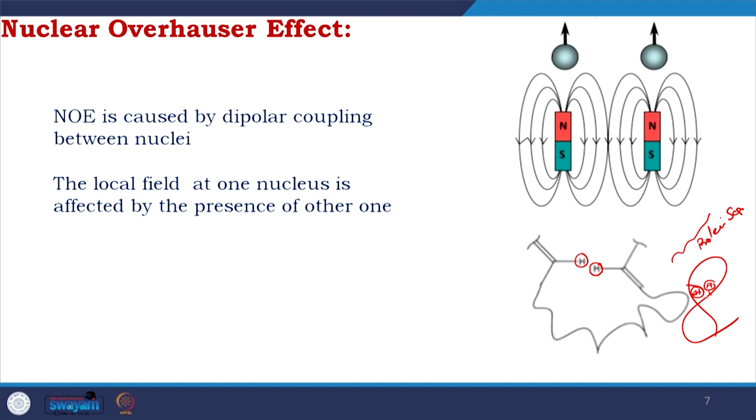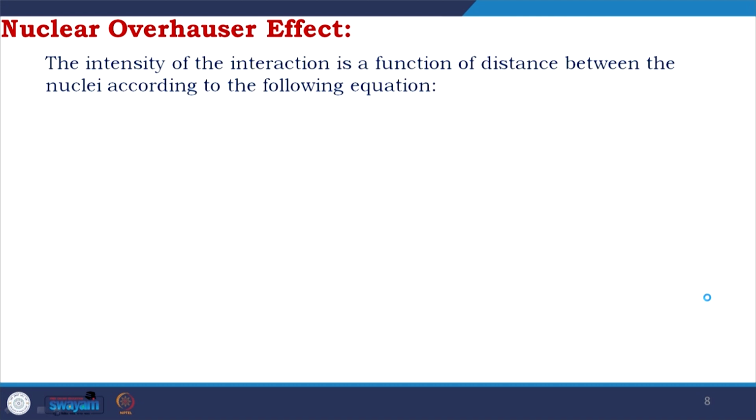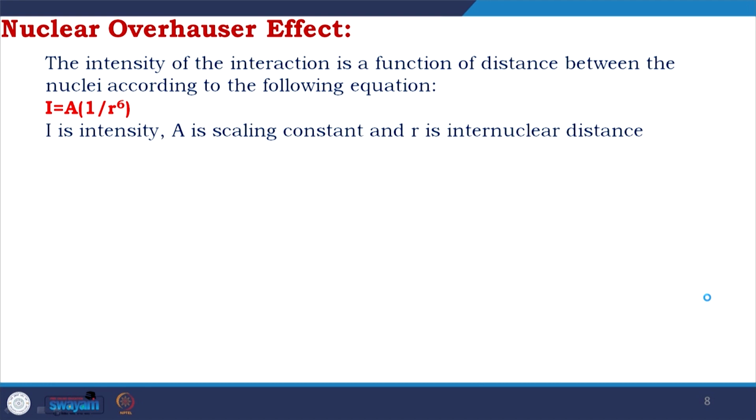The local field at one nucleus is affected by the presence of the other one. The result is a mutual modulation of resonance frequencies. In NOE, the intensity of the interaction is a function of the distance between the nuclei according to the following equation: I equals A times 1 over R to the power 6, where I is the intensity, A is the scaling constant and R is the internuclear distance.